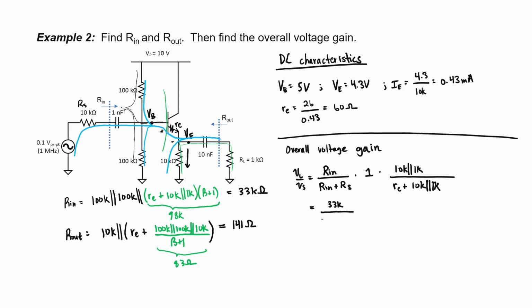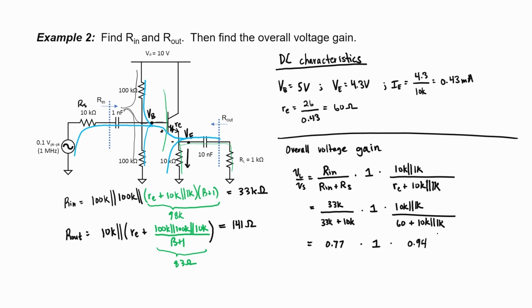Let's go ahead and substitute in some numbers. 33 kiloohms for the input impedance, which is correct through impedance reflection. The source impedance here is 10 kiloohms. And then finally, I'm going to plug in 60 ohms for little r sub e. This number works out to be 0.77, and this number at the output side works out to be 0.94.